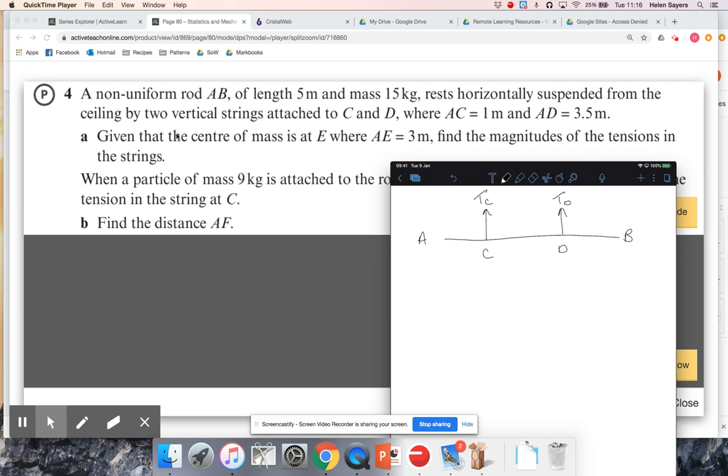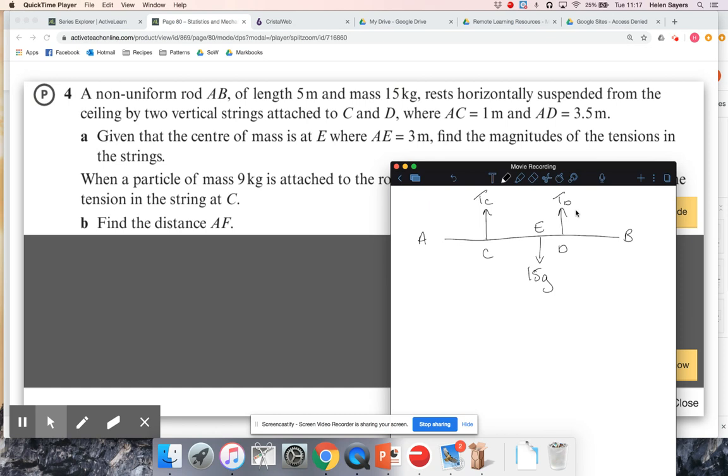And then I am told where the centre of mass is. The centre of mass is at E, which is 3 meters from A, so not quite as far. I'll get rid of that, there we go. The centre of mass is at E, and the mass is 15 kilograms, so that's a weight of 15 g. So they're the only forces: the actual weight of the rod, and then the 2 tensions holding it up.